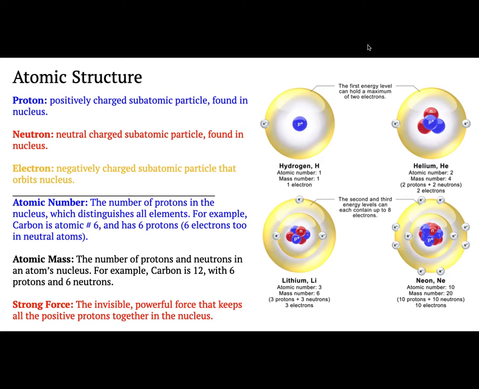So just a reminder from yesterday that we learned about basic atomic structure: proton, neutron, electron, the three things that make up elements, and that the atomic number and mass really have to do with the number of protons, which define the element, and the mass is protons plus neutrons. And the strong force is that invisible force that keeps all of these positive protons that ought to repel each other together in the nucleus.